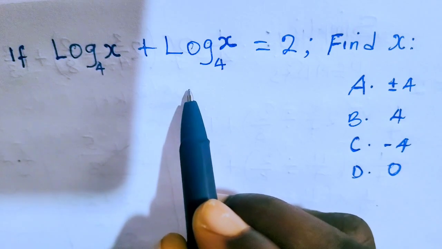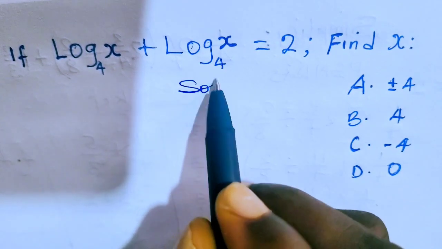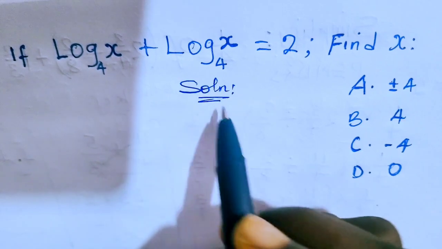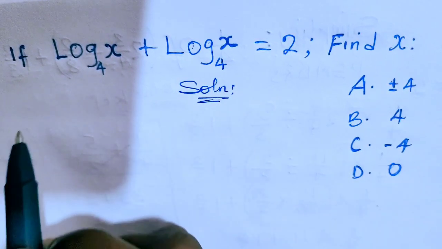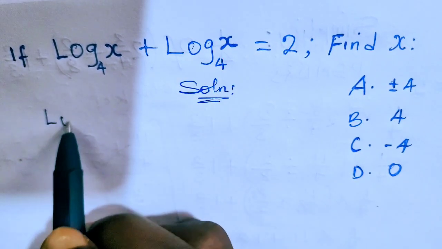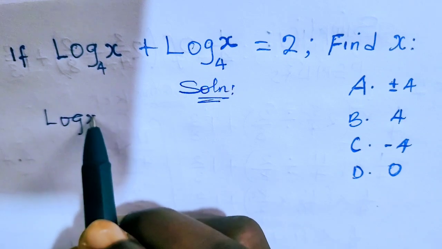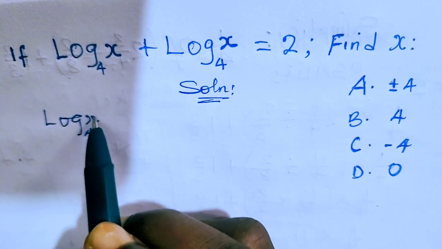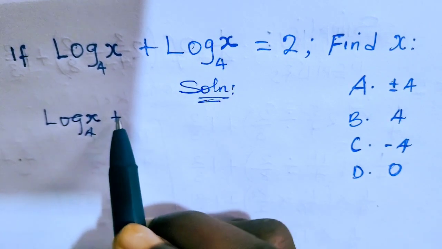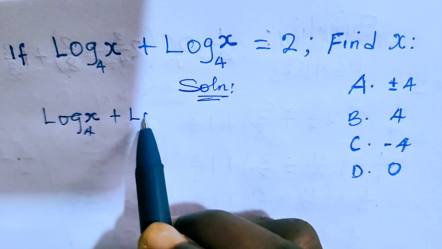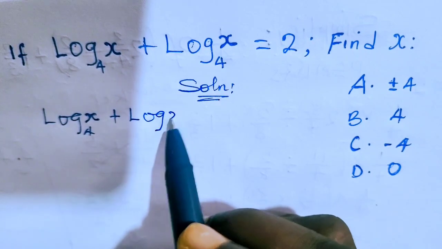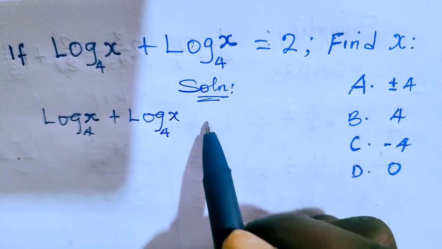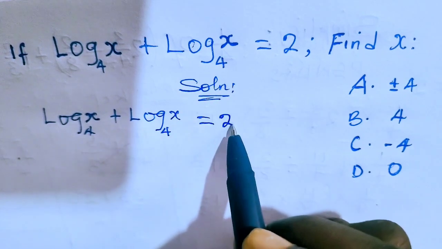Let's have a solution. We have log x to base 4 plus log x to base 4 equals 2.